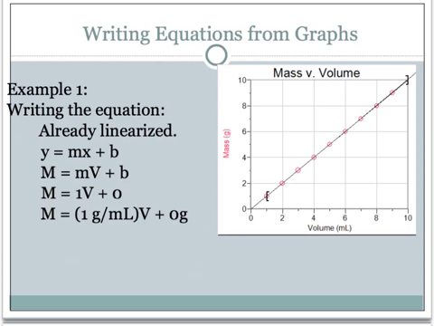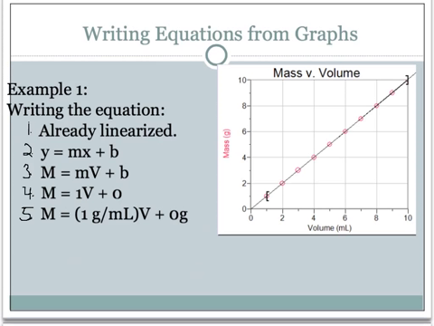Here's an example of how I would write an equation from a graph that I'm given. In this case, I've done an experiment of mass versus volume. This walks through the steps as we looked at them before, and I'm going to put the numbers on. It looks like the numbers didn't copy over from my PowerPoint. So there's the numbered list of the steps. This is just following the example that I already gave you.